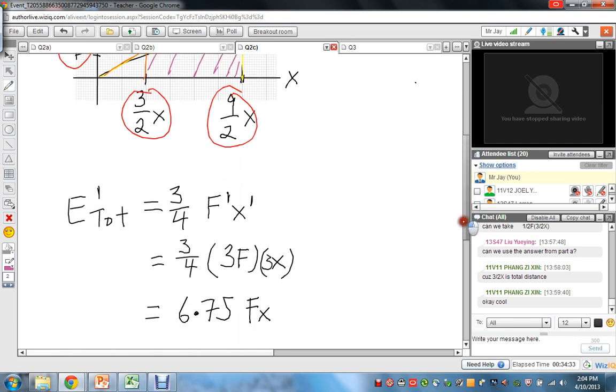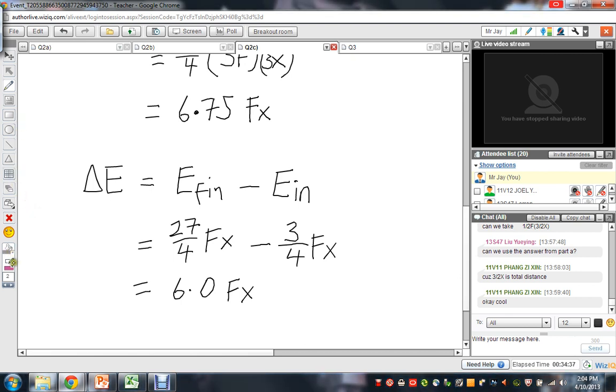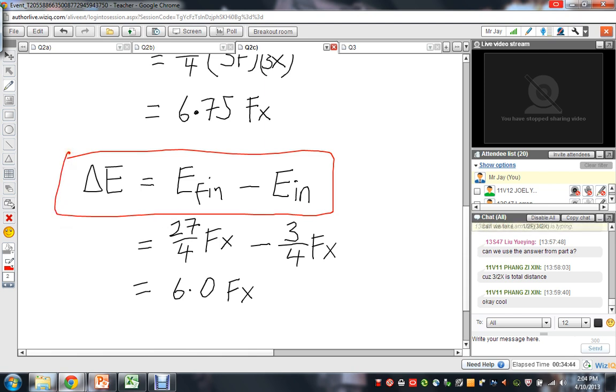But the most important thing, I suppose, which is a mistake that some of y'all made during the class test, is this: change in energy is always final minus initial. So if you need to memorize something, that's what you need to memorize. Change in energy is always final minus initial.